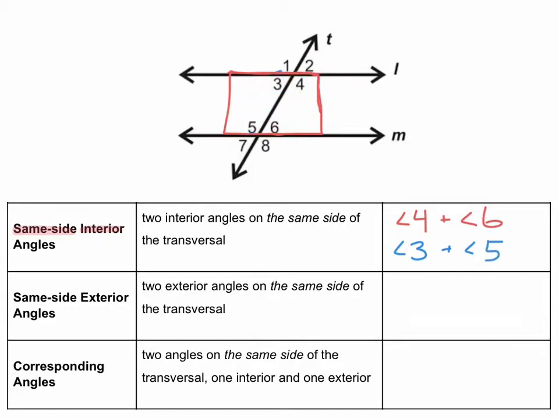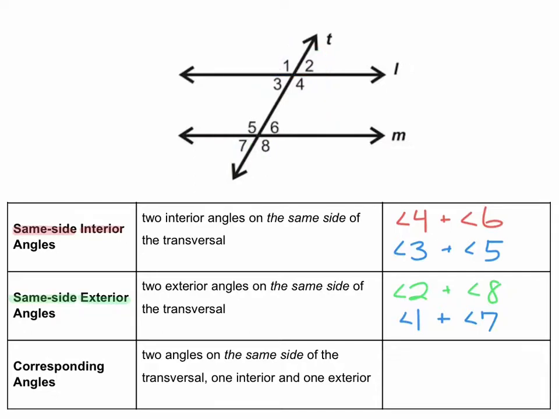Now let's look at same side exterior angles. Again, you can probably guess what these are. They're exterior angles that are on the same side of the transversal. So outside my house this time, I've got angle 2 and angle 8 on the same side of my transversal. And then I've also got angle 1 and angle 7 also on the same side of my transversal.